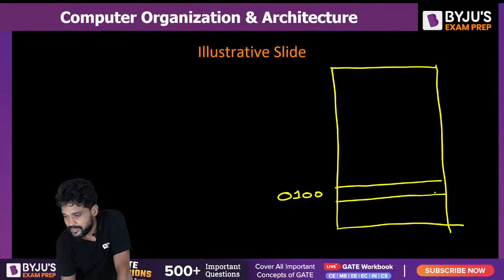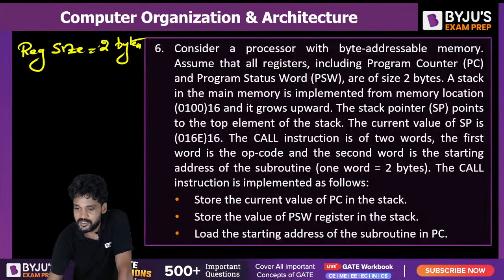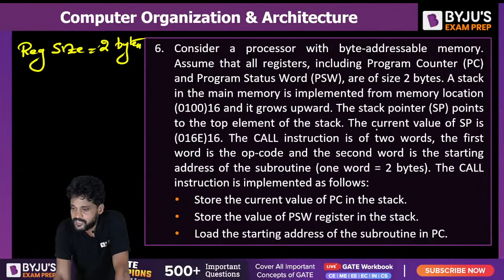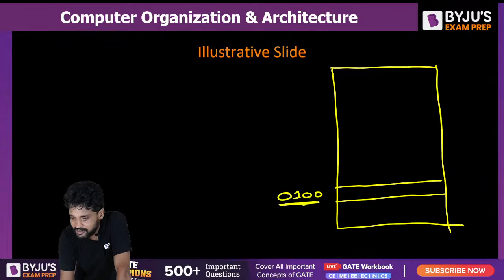Okay, from where the stack is being originated, 0100, this is the starting location of the stack. And then the current value of the stack pointer is 016E16. For that also, this is the starting location. I would say this is the starting location. This is not where the stack pointer is residing right now.